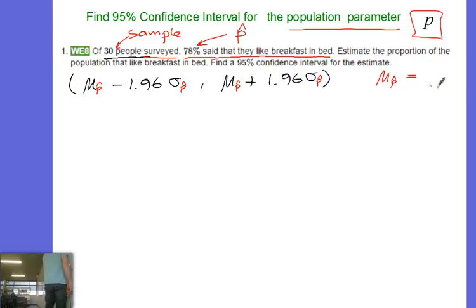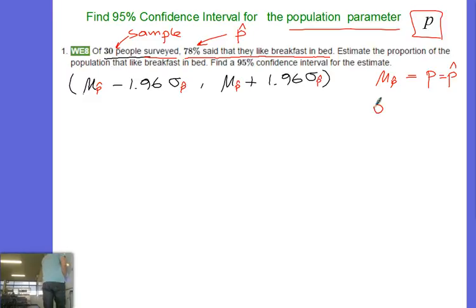What's the mean, or the expected value, of the distribution of the sample proportion? What's that the same as? P. Very good. Do we know P? No. So what's the best estimate for P? P hat. So we have to use the P hat value as the best estimate because we do not know what the population proportion is.